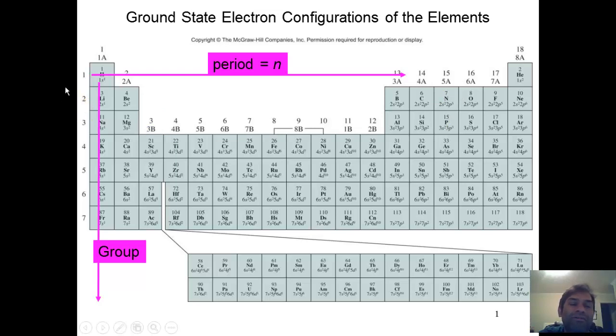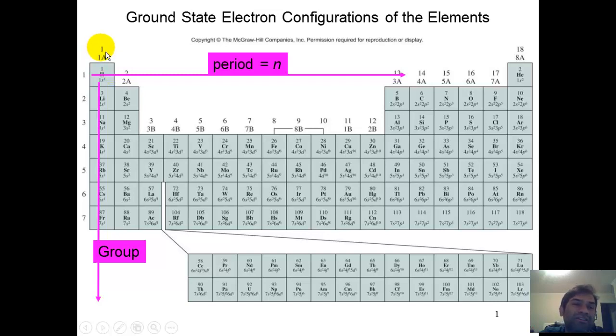One thing I want to remind you guys is that going across is a period. So hydrogen is in period 1 alongside helium. Lithium, beryllium, boron, and carbon are in period 2. The third row are period 3 elements, and so on and so forth. Going down, we have a group. So the columns in the periodic table are called a group.